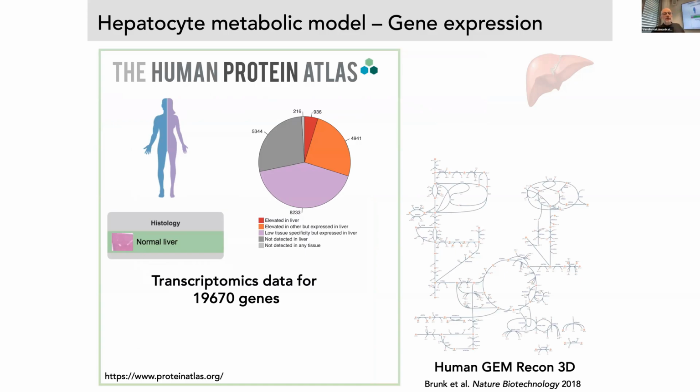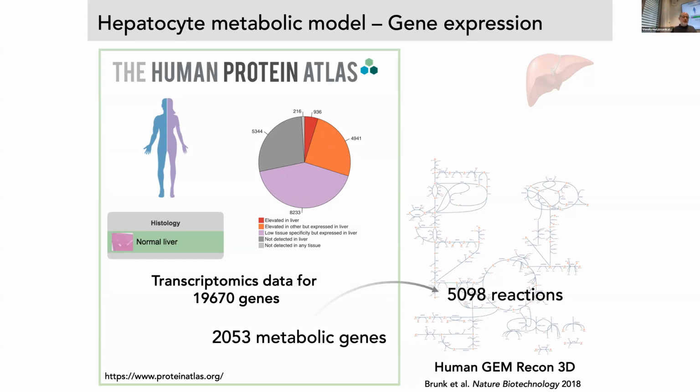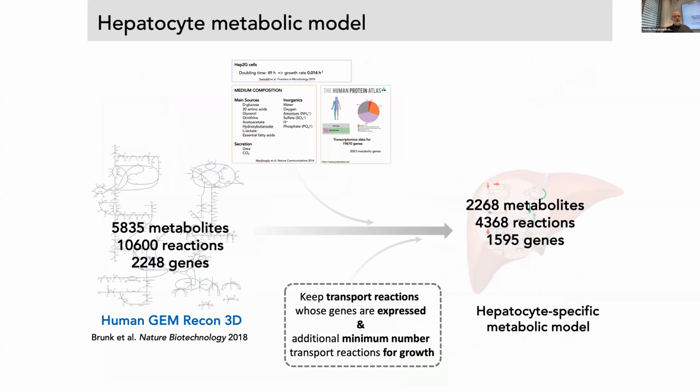exometabolomics. We go to the Human Protein Atlas and take transcriptomics data for these genes, from normal liver. Once we take these transcriptomic data, we see that they correspond to 2,053 metabolic genes, which means that essentially these metabolic genes have to be present. The others must be absent or have very low activity in order to have a network which we call the hepatocyte model. And of course, we keep the reactions that are expressed, also transport reactions, to allow additional transport from the media for more complex media.